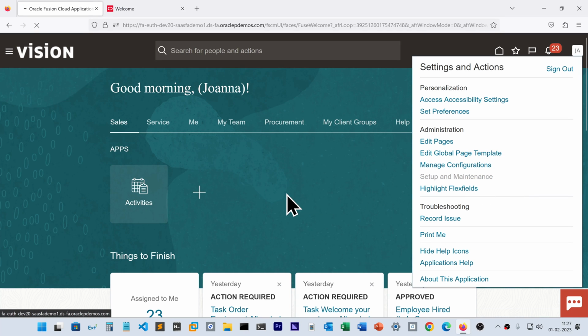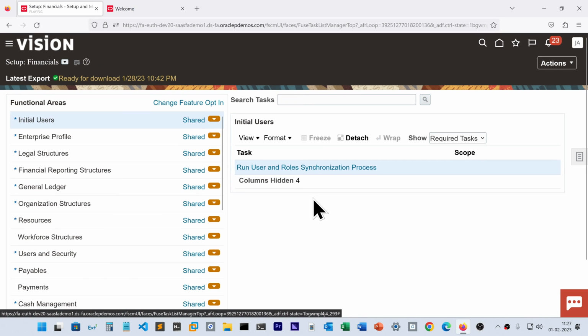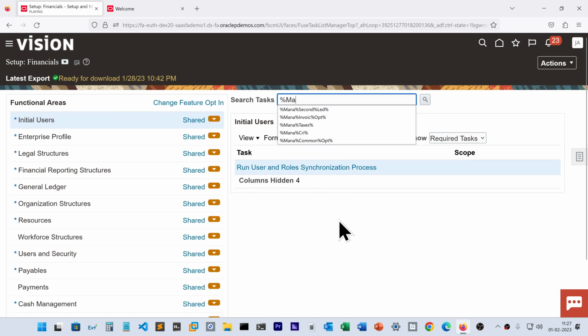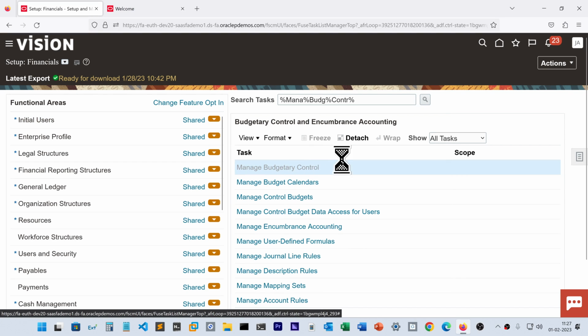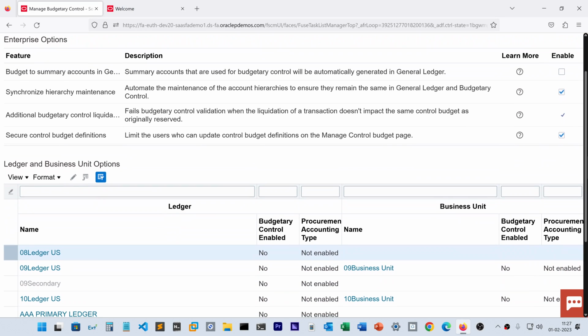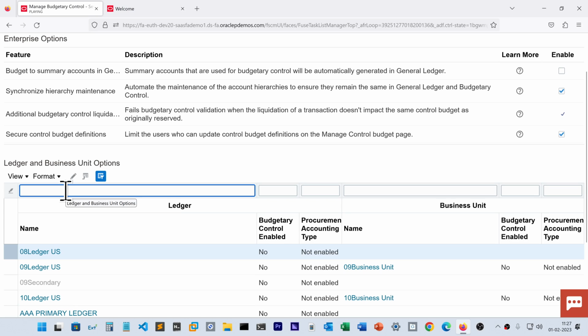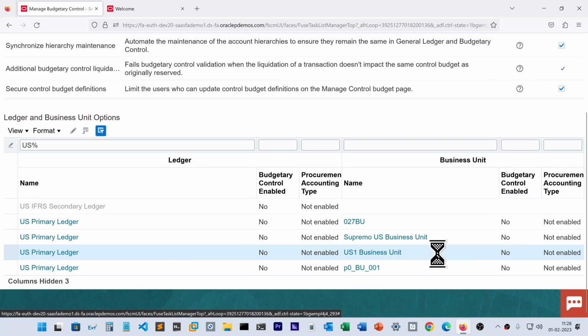Go to setup and maintenance, financials, and manage budgetary control. Open this. And let us choose a budget. Let us say this one. Edit it.